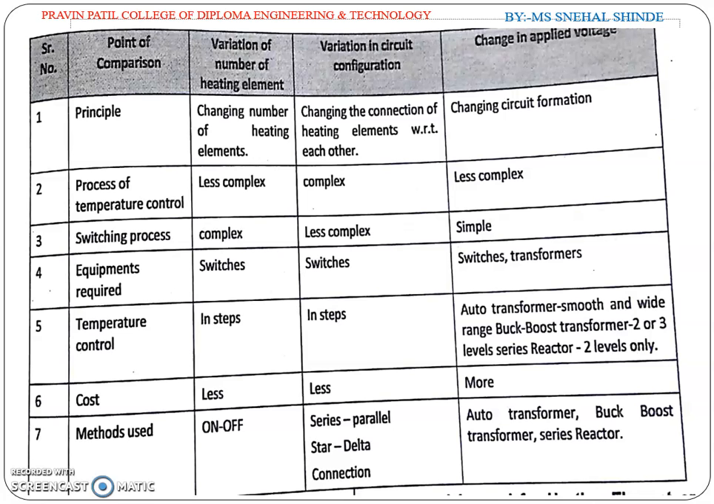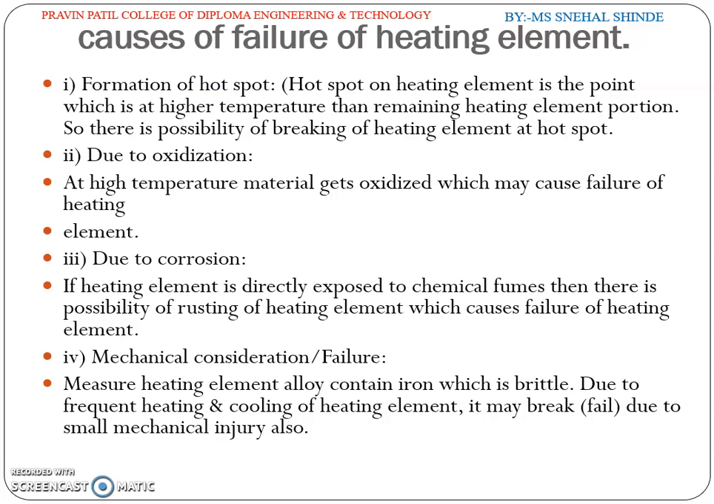So now next is the causes of failure of the heating element. In this, the formation of a hotspot on the heating element is a point which is at a higher temperature than the remaining heating element portion. So there is a possibility of breaking of the heating element at the hotspot.